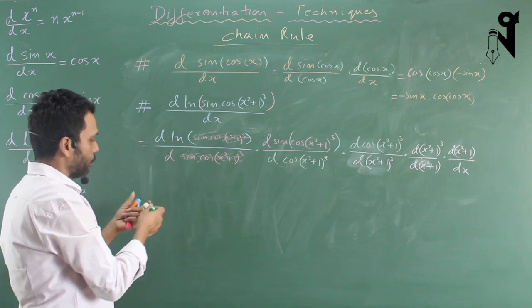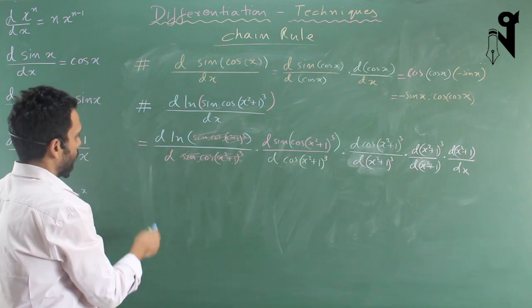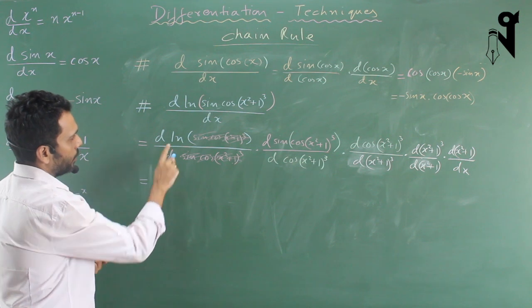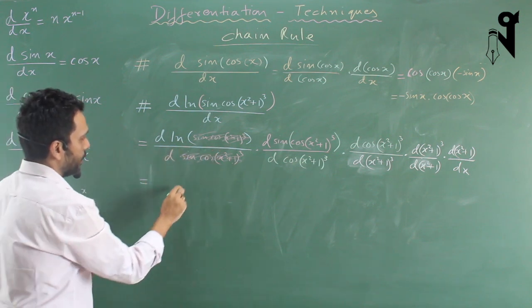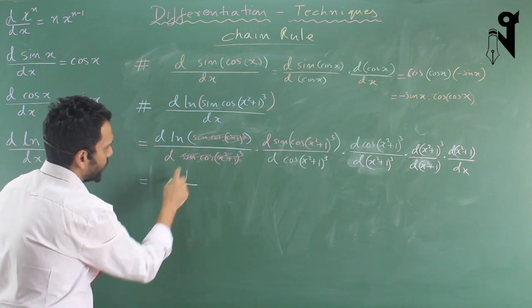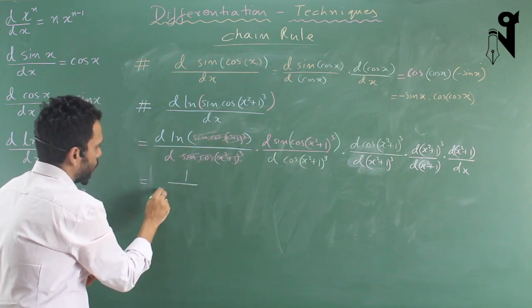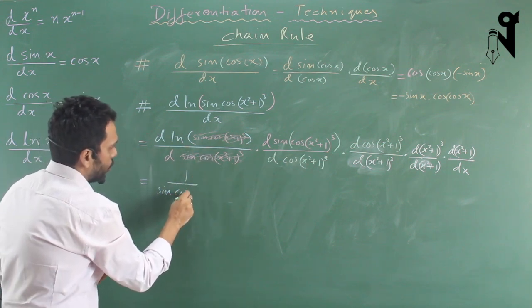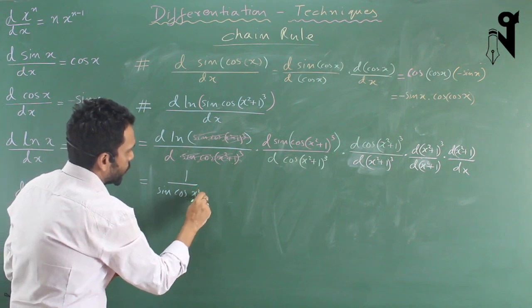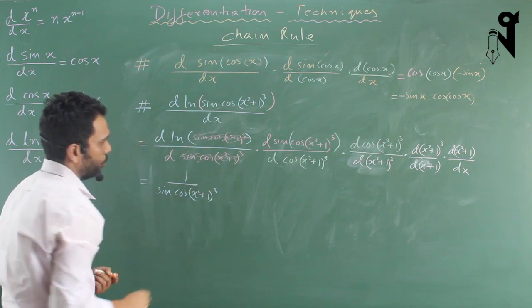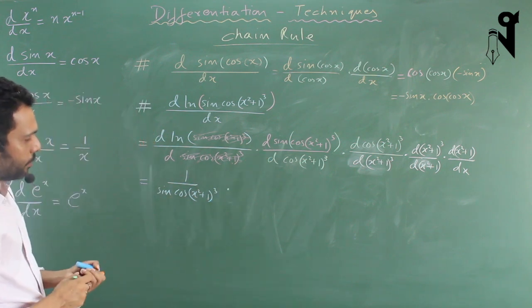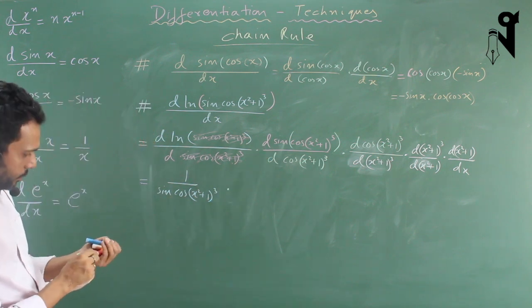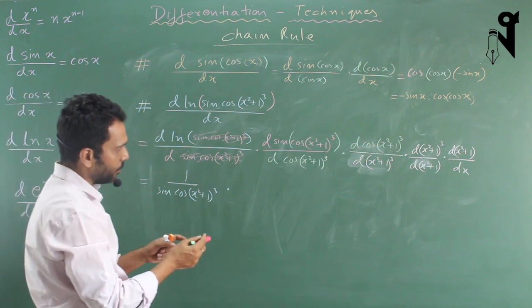Now what is the answer for each and every part? That blue part, log of something with respect to that thing is 1 by that thing. So what is it? 1 by, what was the thing? I almost scratched it out. Sine cos x square plus 1 whole cube, times sine of something with respect to that thing.